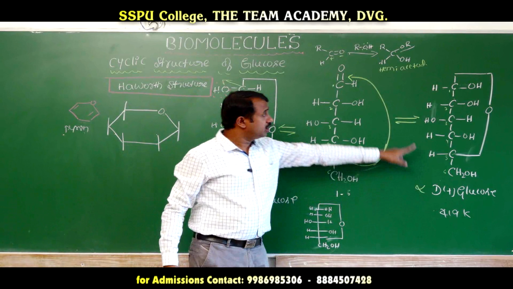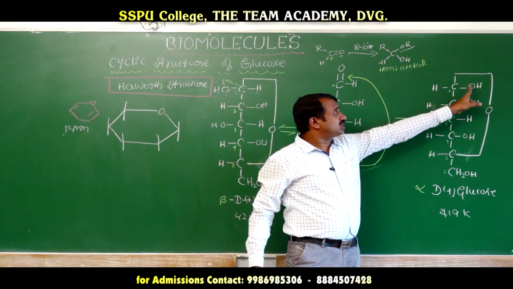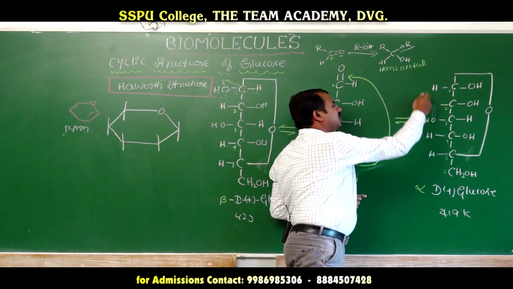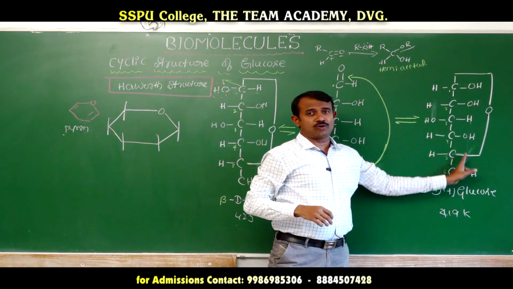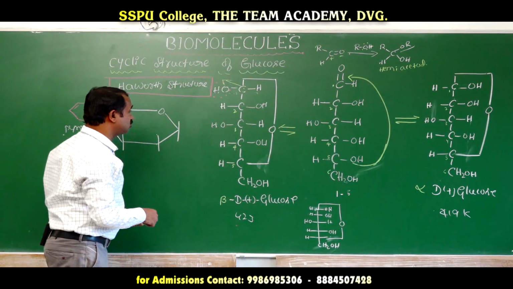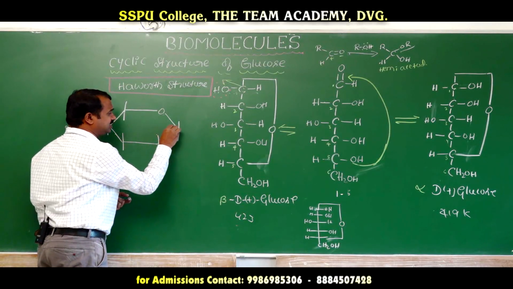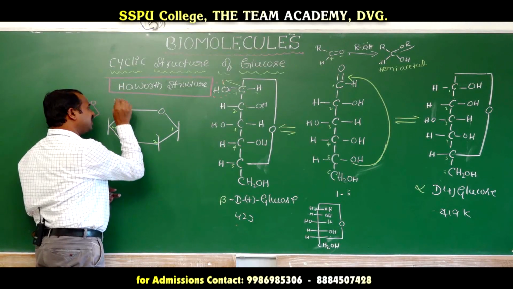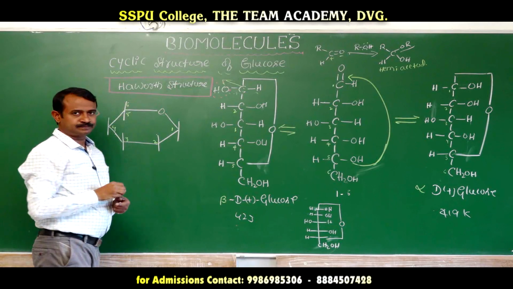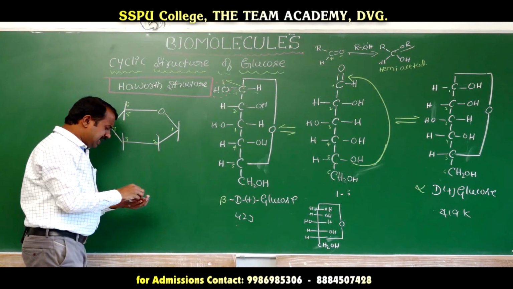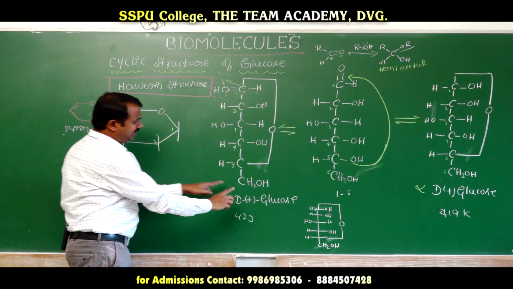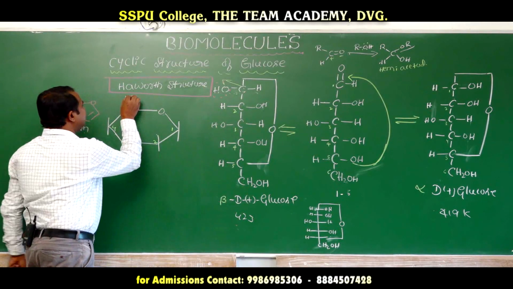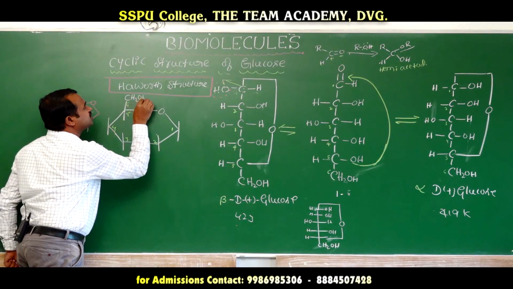This is the alpha glucose. In alpha glucose, the hydroxy groups on the right side go below, and those on the left side, when you rotate, come above. The numbering is also very, very important: C1 carbon, C2 carbon, C3 carbon, C4 carbon, C5 carbon and C6 carbon. Listen here: the last carbon, C6, is CH2OH. CH2OH is fixed.